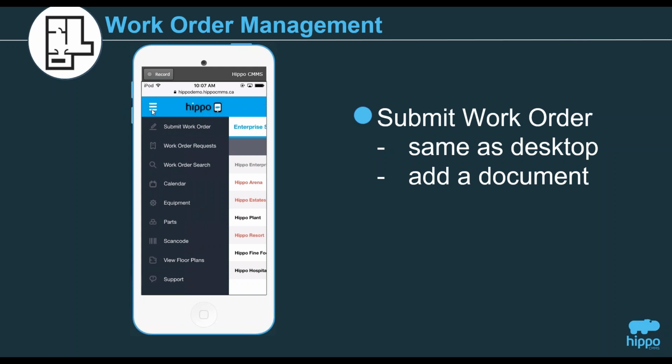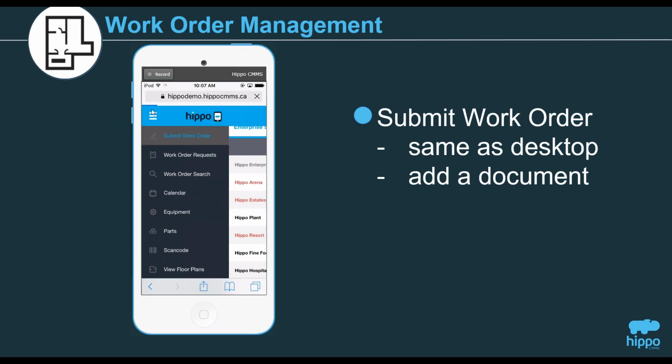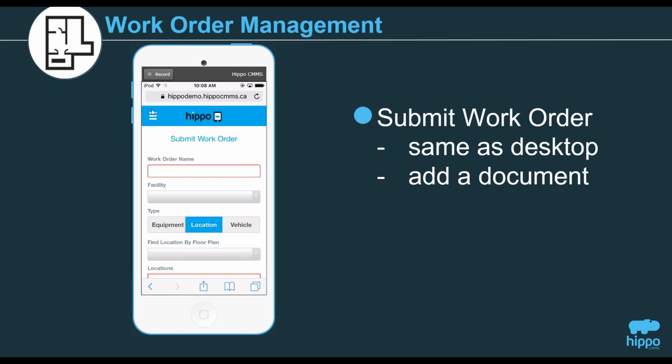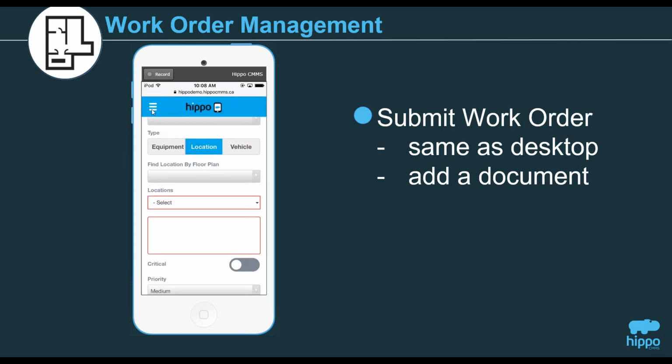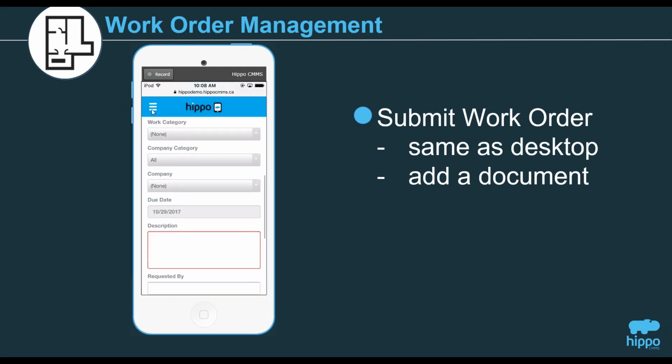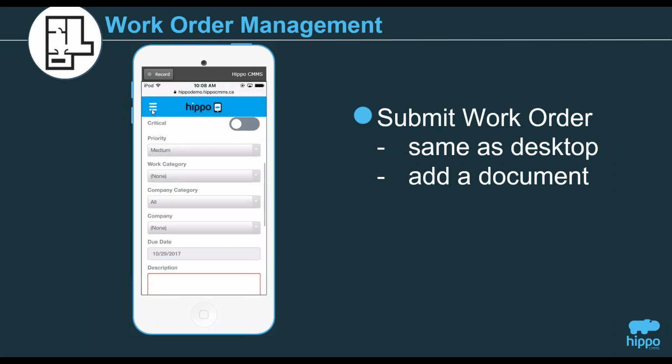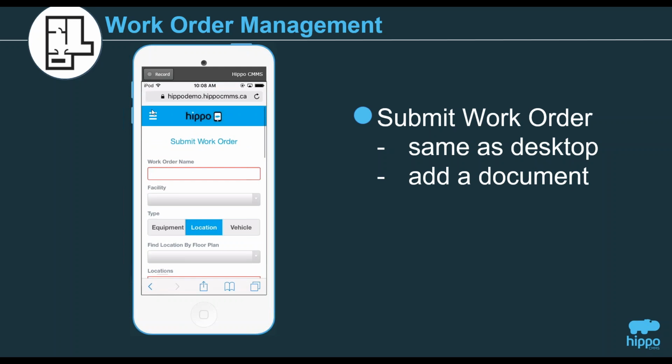So all of these modules we hope to have a webinar in the future for. Let's focus today on how to submit a work order. I'll click submit work order. And hopefully this opens up a familiar submit work order page. Now, like on desktop, we have 3 mandatory fields: work order name, type, that can be either equipment, location, or vehicle, and then description. Again, any mandatory fields are highlighted in orange.